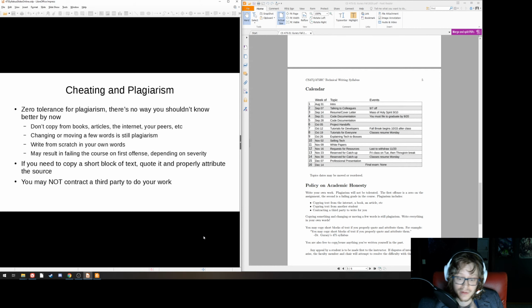All right, the cheating policy. You should know at this point that you should write your own work. I think if you haven't figured it out by your third year of college, I don't know how you got to this point, but I have no tolerance for you copying, writing from books, articles, the internet, your peers, etc. Make sure that everything you write is written from scratch in your own words. Copying something and then changing or moving around a few words is still plagiarism. You could fail on the first offense depending on severity. If you just copy a paragraph directly from one of your peers, you're just going to fail on the first offense. That's intolerably stupid at this point. So make sure that you write your own words.